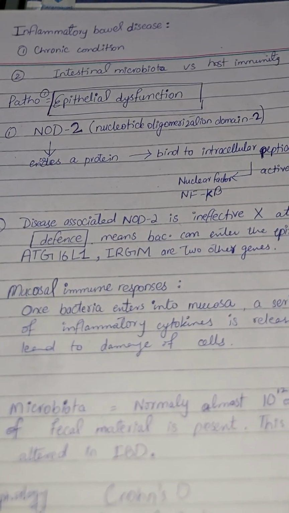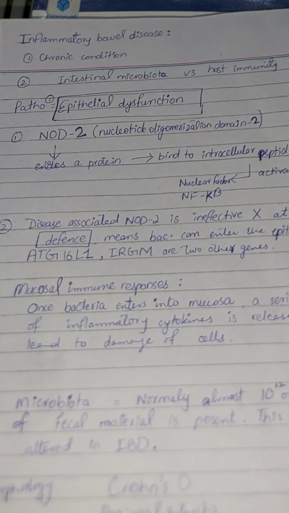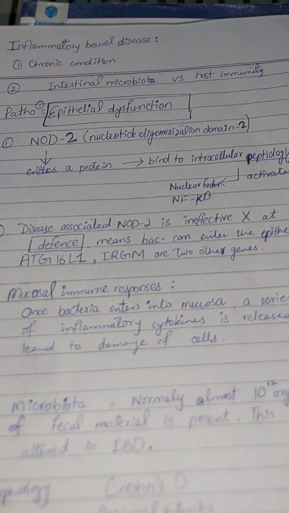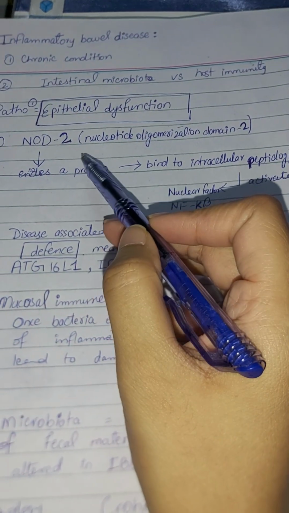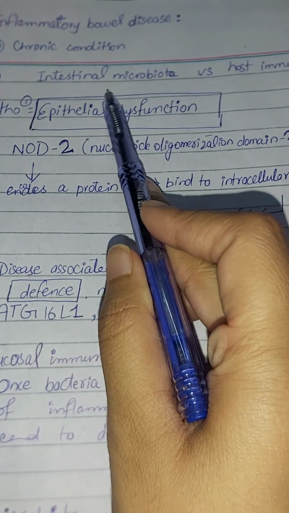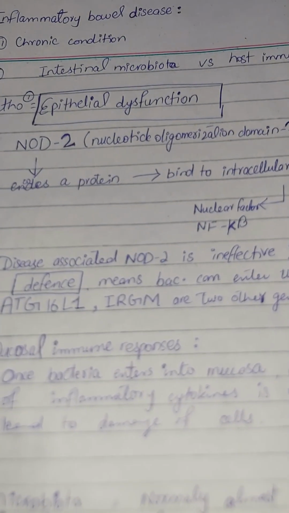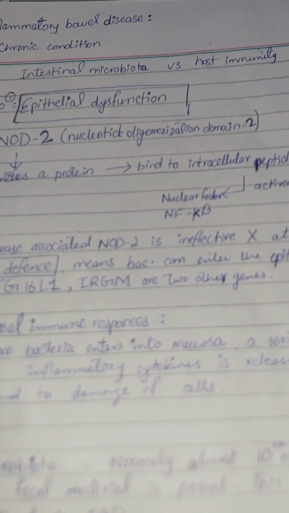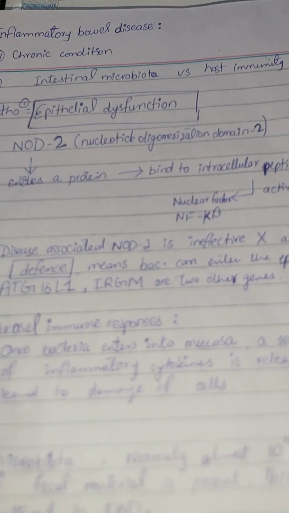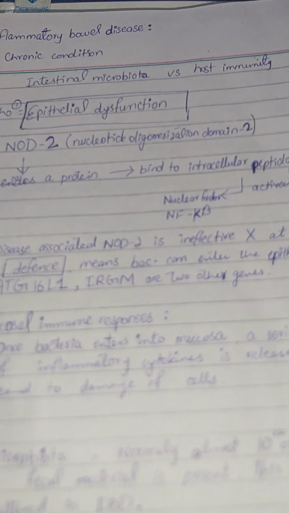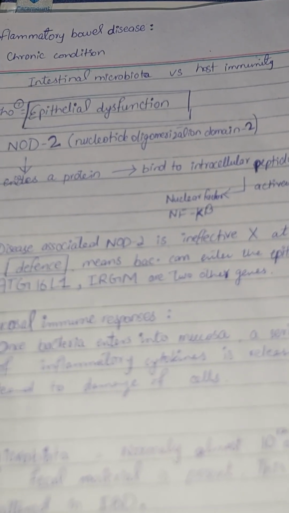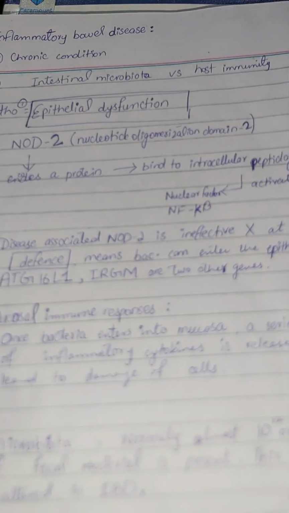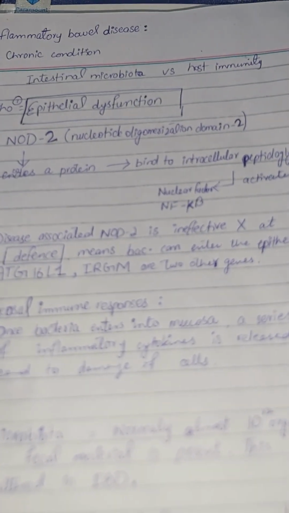Number one is the alteration between the intestinal microbiota and the host immunity. We all know that there are normal bacteria, called the microflora of the intestine, normally present in our intestine. When there is dysfunction in the epithelium, certain factors lead to the invasion of these bacteria into the lamina propria, mucosa and submucosa. So there is alteration in the intestinal microbiota versus host immunity.